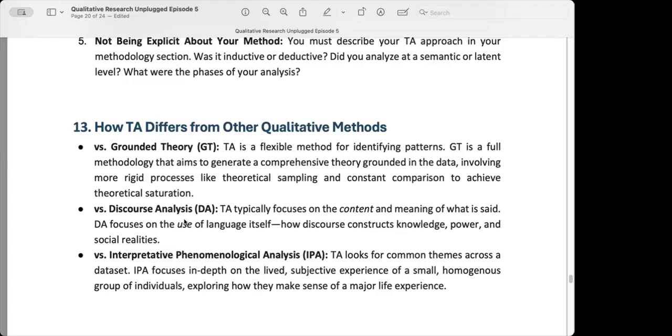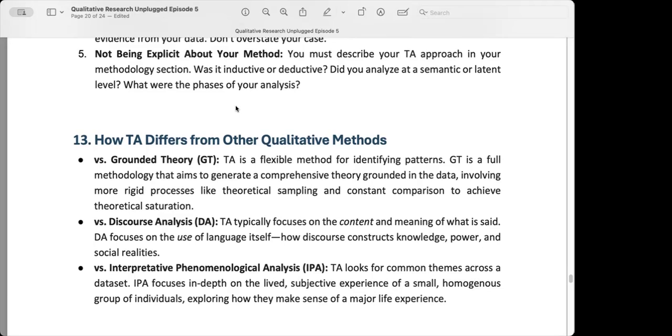That's a critical point for methodological justification. While there can indeed be some conceptual overlaps, and certain analytical techniques like coding might be shared across different approaches, these methods often have distinct underlying philosophies, specific aims, and varying levels of theoretical commitment that set them apart. Let's briefly compare TA to a few common ones. Okay, TA versus grounded theory, GT. As we touched upon earlier, thematic analysis is primarily a flexible, standalone method for identifying, analyzing, and reporting patterns or themes across a dataset. It can be used descriptively or interpretively.